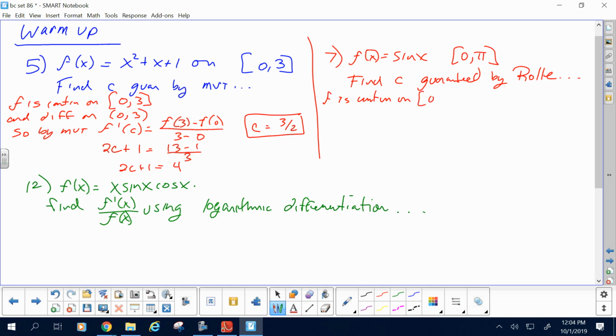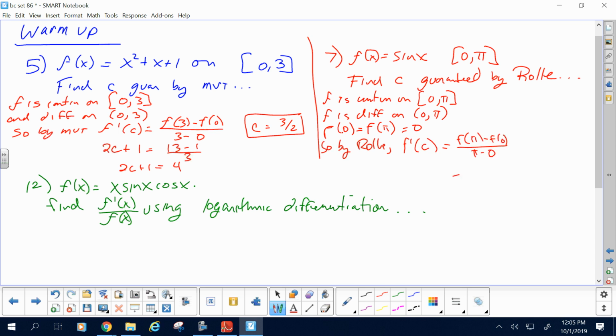Okay, cool. Number 7, what are the 3 conditions for Rolle's theorem? Continuous on the closed interval 0 to pi, differentiable on the open interval, and f of 0 and f of pi are the same. They're equal at the endpoints, which in this case is just 0. Cool. So by Rolle's theorem, there is a point where the average rate of change equals the instantaneous rate of change, and in this case, the instantaneous rate of change is 0. What is f prime of c? Cosine of c, and cosine of c is 0 at c equals pi over 2. That's what the worksheet looked like.